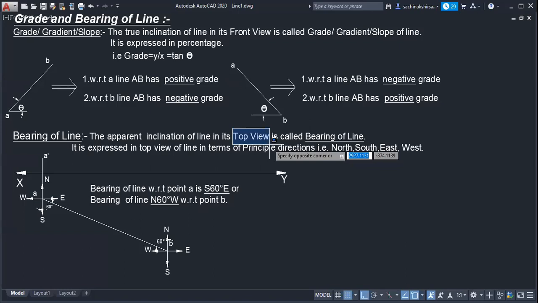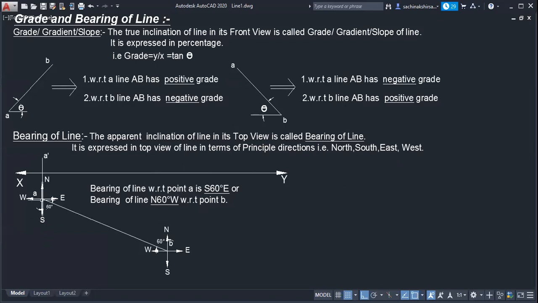Alpha and beta, these are the apparent inclinations, but which is the inclination in top view? Beta. The apparent inclination of line in its top view is called bearing. It is expressed in top view of line in terms of principal directions. In engineering mechanics, we know north, south, east, how these directions are given. It is expressed in top view in terms of principal directions, and it is given something like this.